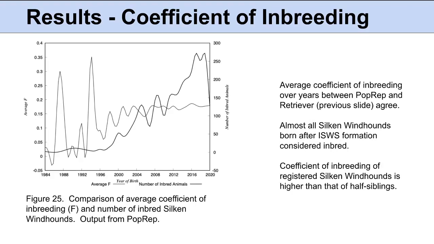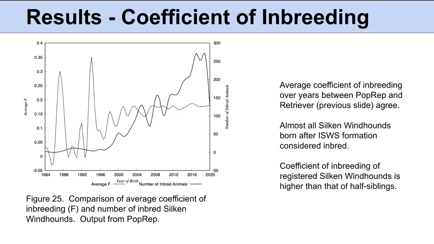And what we are looking at here from PopRep is it's comparing the average coefficient of inbreeding. So you should recognize the spikes that we see on the left. That's almost 30% and 35% in early generations when there was lower effective population size. And it's comparing the coefficient of inbreeding to the number of inbred Silken Windhounds in the population. And what we can tell from this is that almost all Silken Windhounds born after the ISWS formation are considered by PopRep to be inbred.